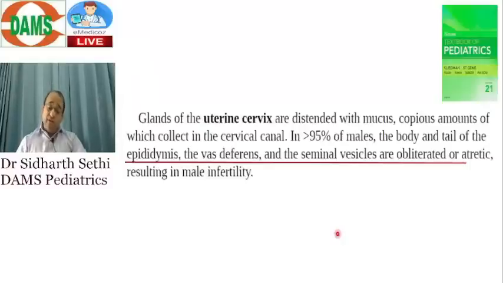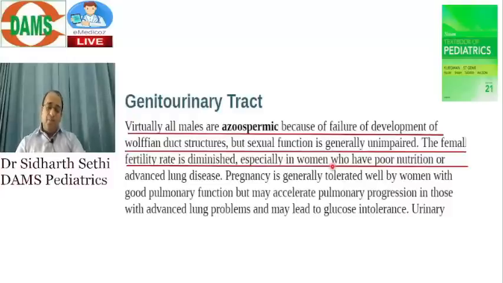So remember, according to Nelson's textbook, 95% of males with cystic fibrosis have absent or obliterated epididymis, body and tail, vas deferens and seminal vesicles. So the question was absent vas deferens and seminal vesicles are present in cystic fibrosis. Now Nelson's textbook also says that all males with cystic fibrosis are azoospermic because of failure of development of the Wolffian structures. Okay, sexual function is not impaired, but they are azoospermic.